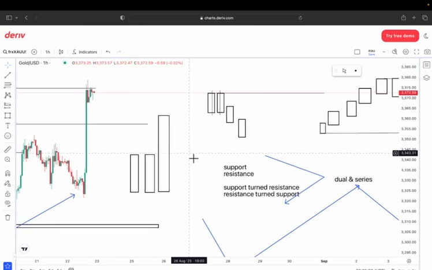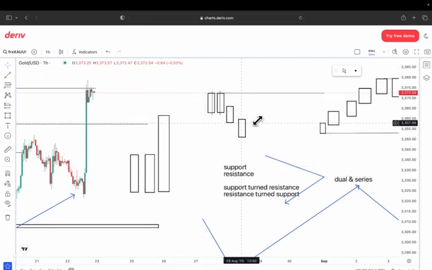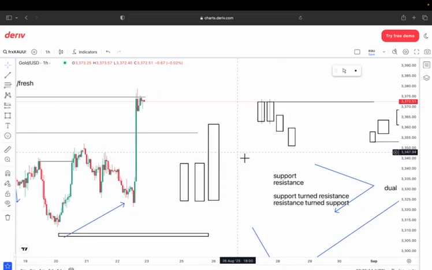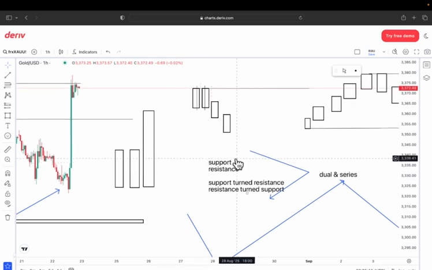Now this one that we're talking about, I'm not going to talk about this resistance yet. I want to talk about support turn resistance before I enter resistance turn support, so that we're not going to confuse ourselves. So you just get the understanding of. Sorry, I'm taking your time.